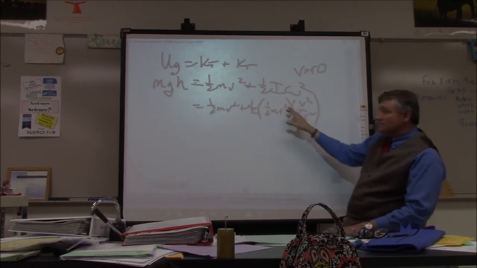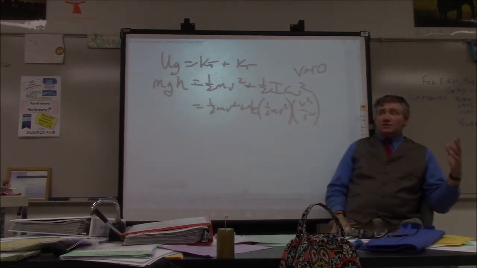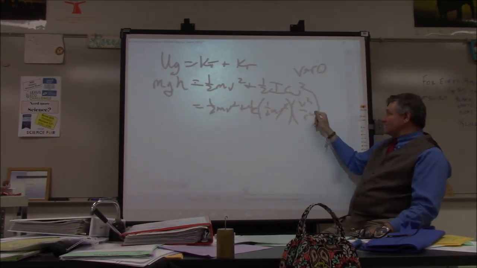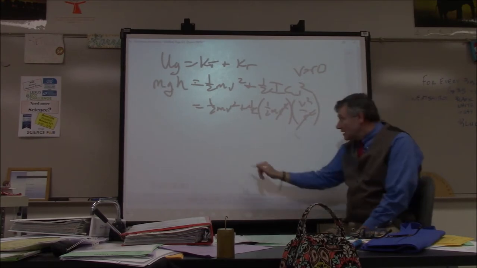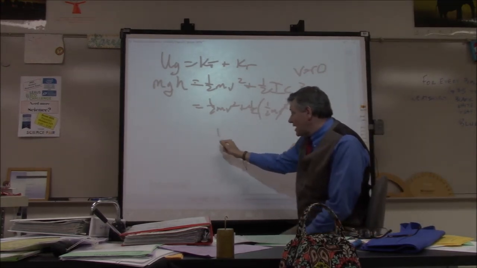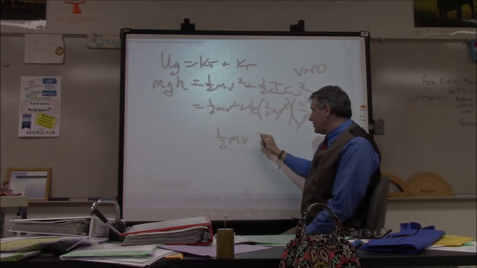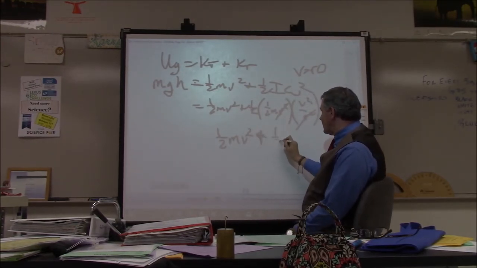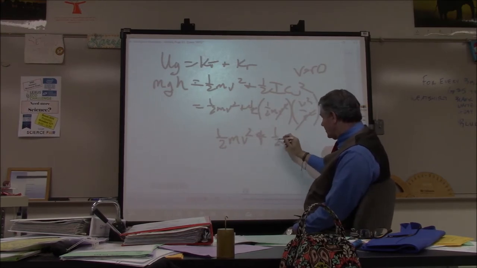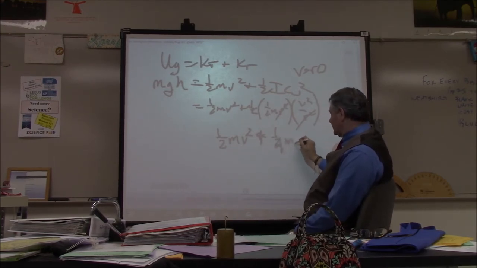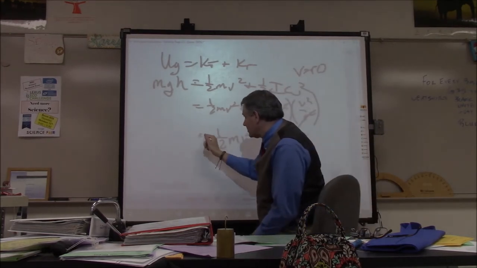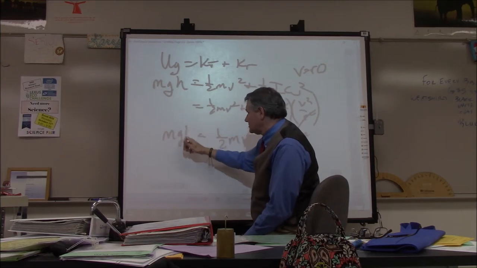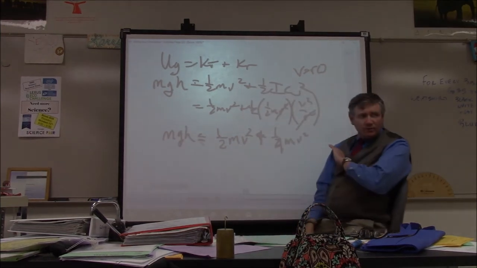This is the most critical step that you have to do in this process, right here. Because what's going to happen is that's going to cancel out your r's, and then you're going to have 1/2 mv squared plus 1/4 mv squared equals mgh. So right away, what can you get rid of?